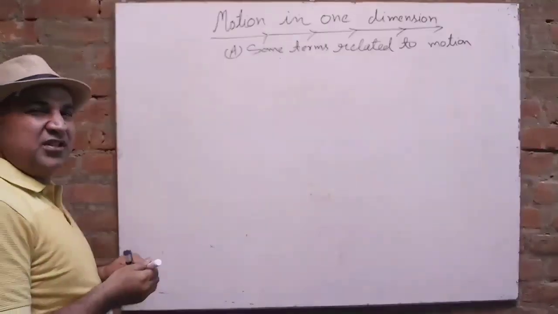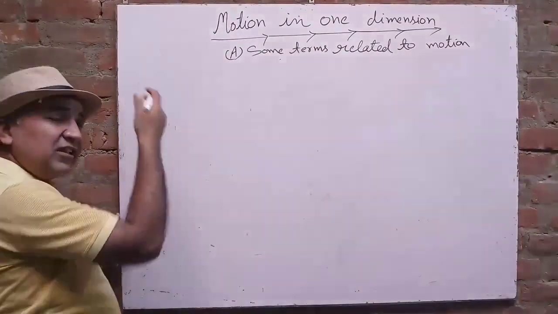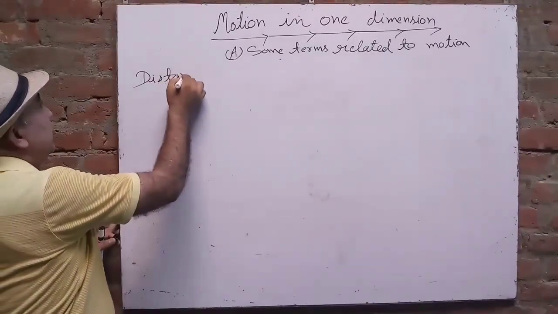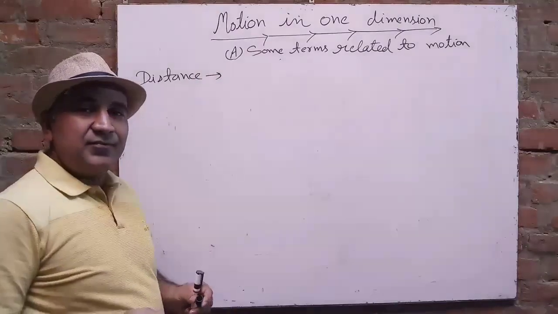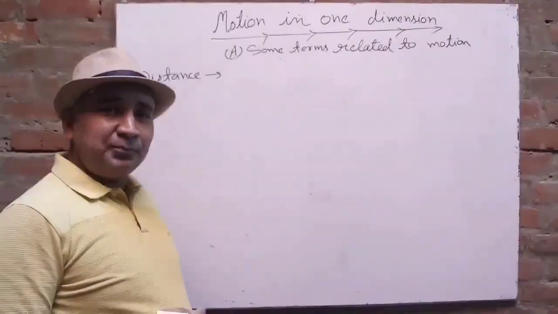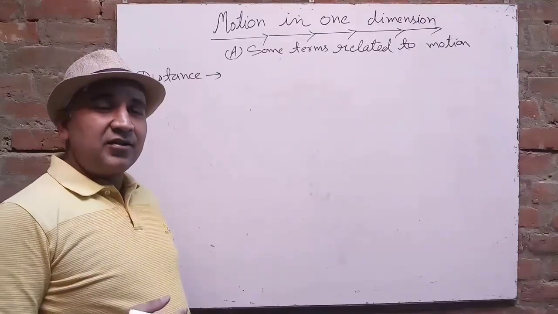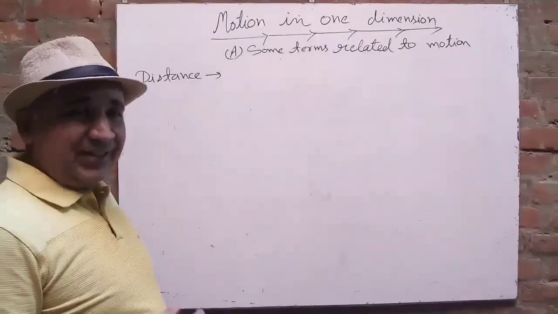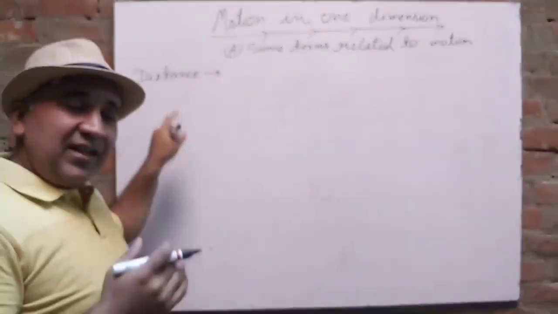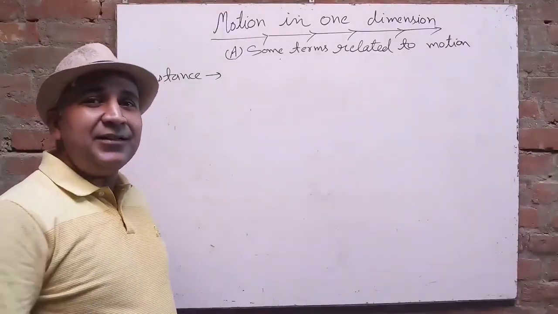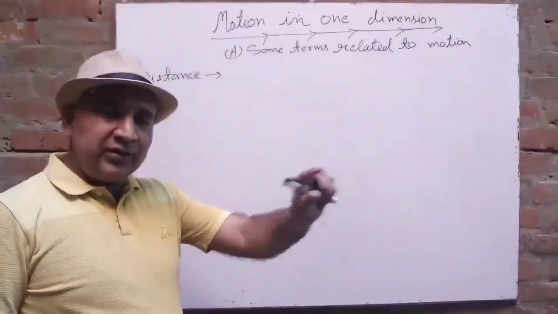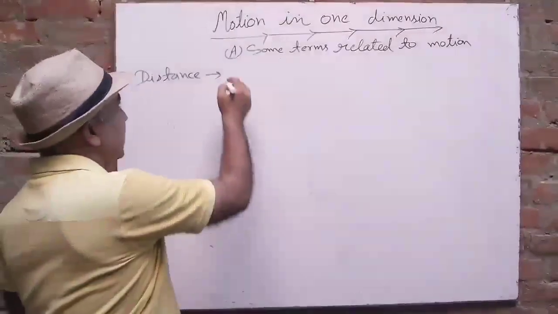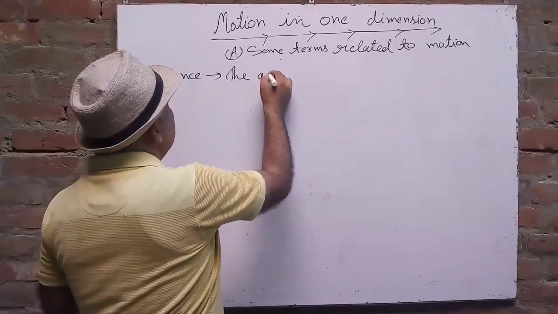You will say, sir, why are you teaching such easy things? Yes children, all the things you will study in physics are easy. See, distance. What is distance? Tell me. This is not a live class, so you can send the answer in the comments. Here I am telling. Distance means the actual length of the path covered by a body. When an object is in motion, definitely it will cover some length, and that length of the path will be called distance.